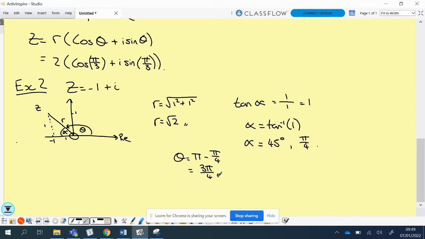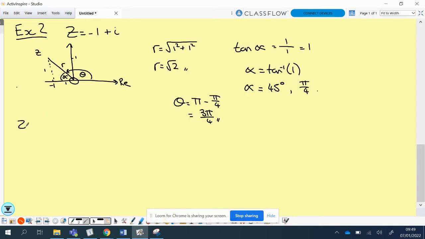Are we okay with that step there? That extra step. Do you understand why we've got to take that from 180? Yep. Okay, perfect. So, putting that again into polar form, we can now do that. So our complex number z was r cos theta plus i sin theta.